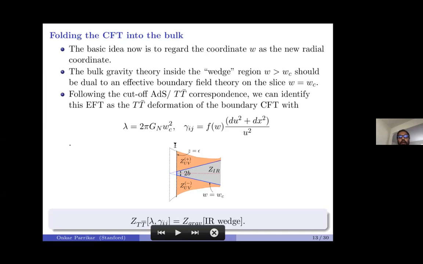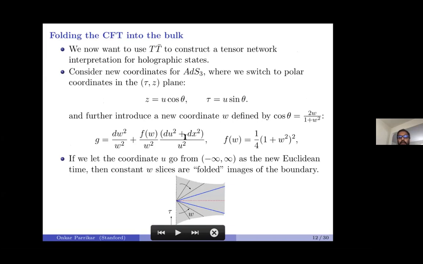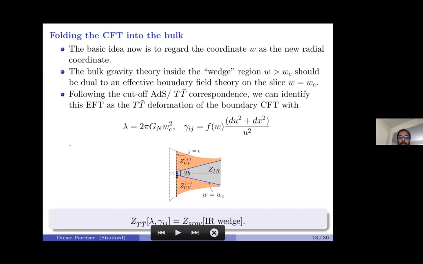And furthermore, the background metric on which this effective field theory on this folded slice lives is the one that you get naturally from this metric, which happens to be a hyperbolic space. Okay, that's just what you get. And so a natural conjecture would be that the gravitational theory in this wedge region is dual to the T-Tbar deformed theory on this blue folded slice with these values for lambda and the background metric.